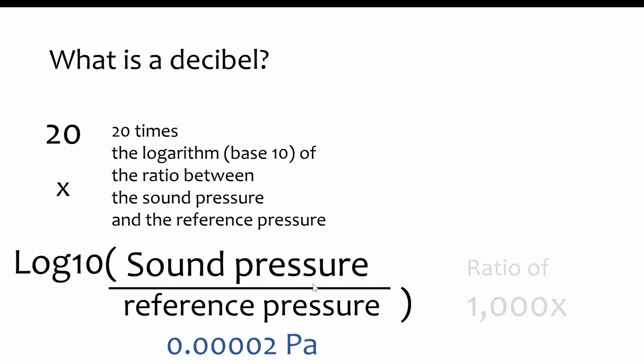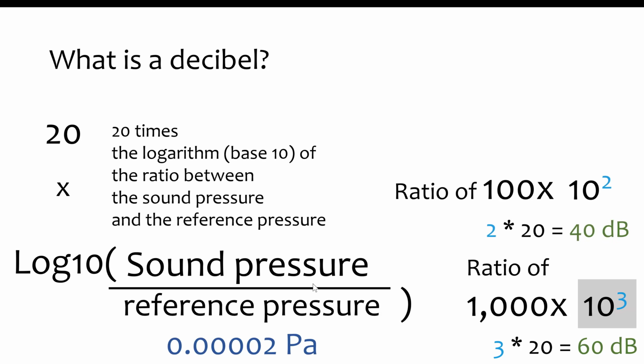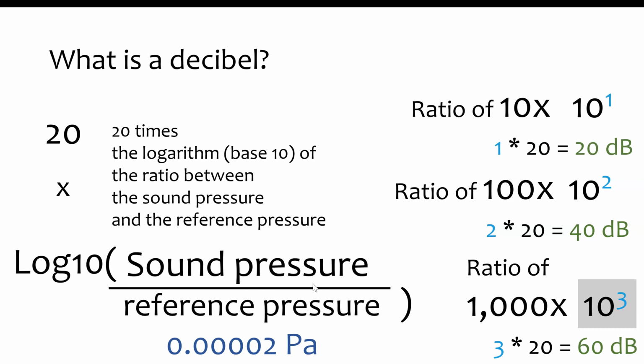Just to recap here, a ratio of 1,000 gives us a scaling of 10 to the third. So 3 times 20 is 60 decibels. A ratio of 100, that would be 10 to the second. So 2 times 20 is 40. A ratio of just 10 is just 10 to the first. That would be 20 decibels. And a ratio of 1, meaning you have the same number, that's 10 to the 0, meaning 0 decibels.